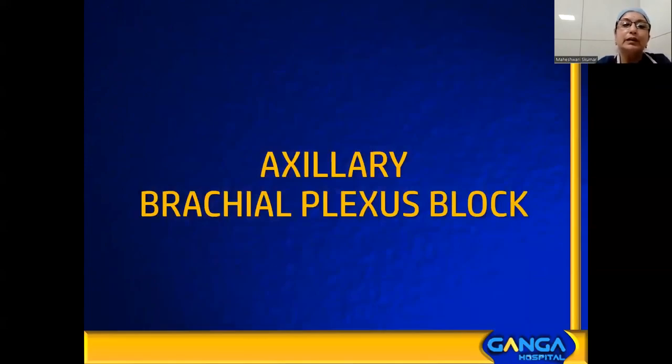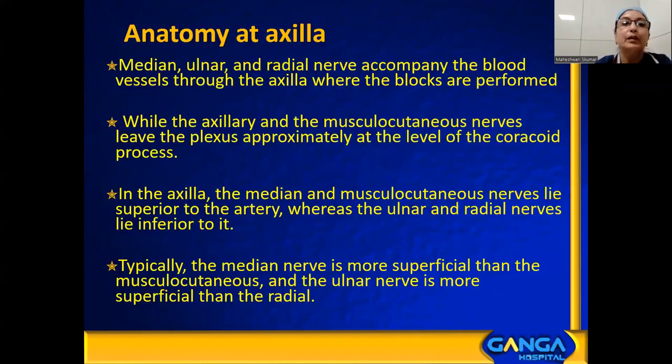Now coming to the next below clavicle block, the axillary brachial plexus block. The anatomy of the axilla: the median, ulnar and the radial nerve accompany their blood vessels through the axilla, where the blocks are performed. While the axillary and musculocutaneous nerves leave the plexus approximately at the level of the coracoid process, the musculocutaneous nerve lies outside the sheath. In the axilla, the median and the musculocutaneous nerve lie superior to the artery, whereas the ulnar and the radial nerve lie inferior to it.